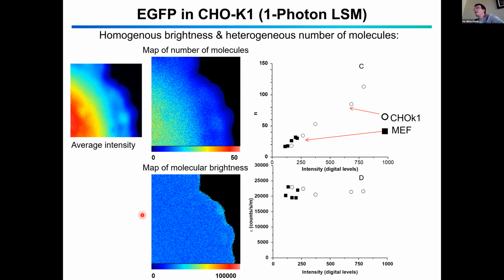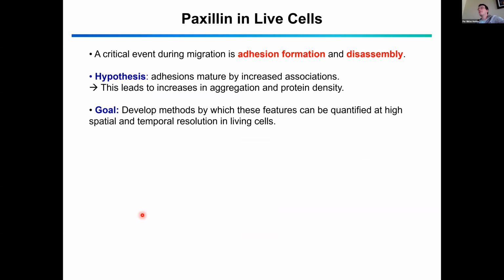Okay, so let's go to an example. And this is Paxillin in live cells, similar to the Riggs experiment. And in this case, the formation, assembly, and disassembly of the focal adhesions was investigated using the number and brightness method.